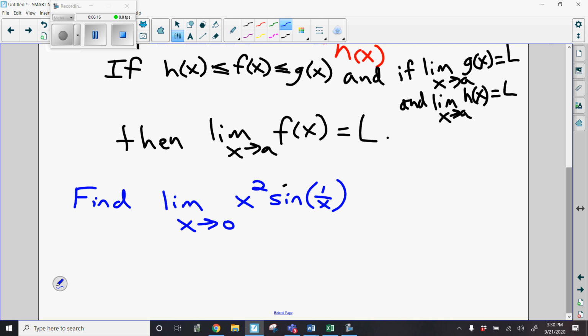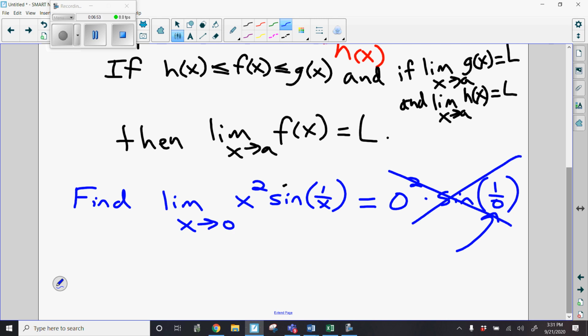So here's the problem. Find the limit as x goes to 0 of x squared sine of 1 over x. Now again, the first thing we can try, anytime we have a limit, is plugging in, right? When we plug in, we're going to get 0 squared times sine of 1 over 0. Uh-oh. 1 over 0 is undefined, right? So I know I've got an issue here. I'm going to cross this out. That can't get me my answer.